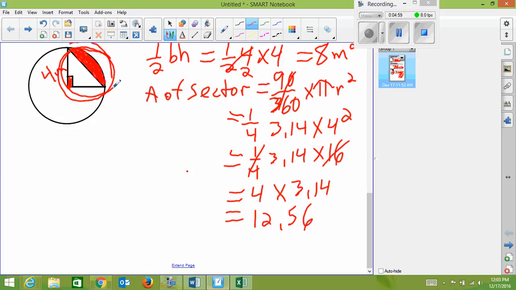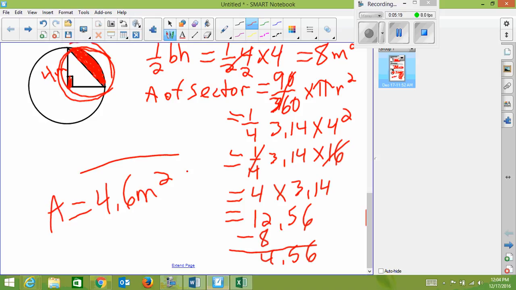I don't want the whole chunk, I only want the part that's shaded, so I have to take away the area of that triangle. That's why I figured that out. I don't want that part, it's not shaded. And then it did say, I believe, round to the nearest tenth, so I need to round that. So my area then of just the shaded segment there would be 4.6, and again, because it's area, we would label it with square meters.